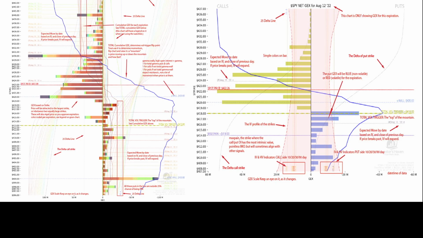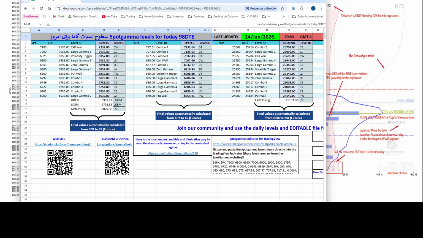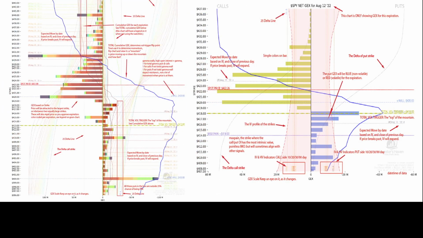All these levels. For example, this is how you can see the large gamma 1, this is the large gamma 2, this is the large gamma 3, and this could be the large gamma 4. This is how SpotGamma classifies the large gamma.